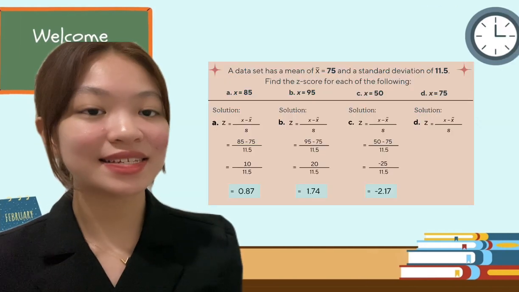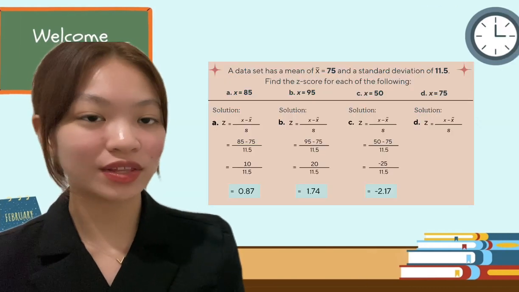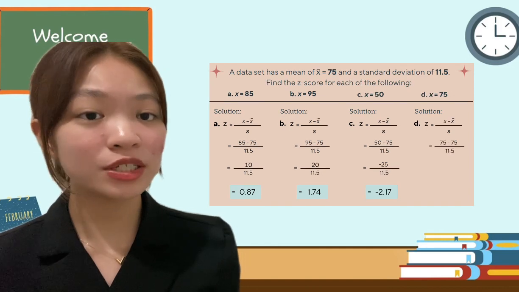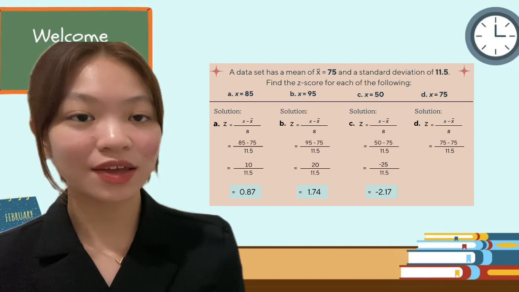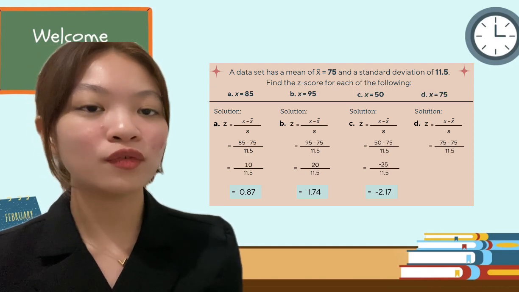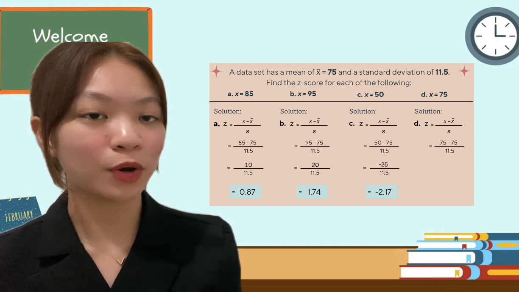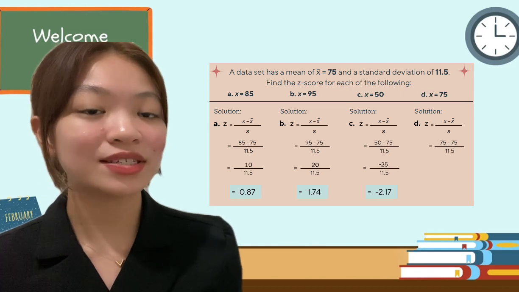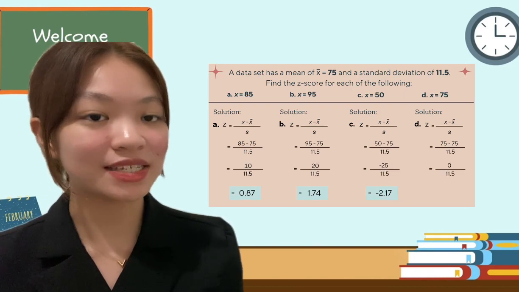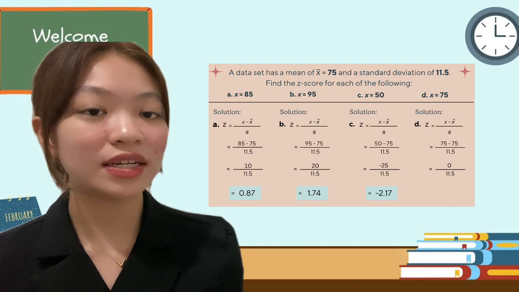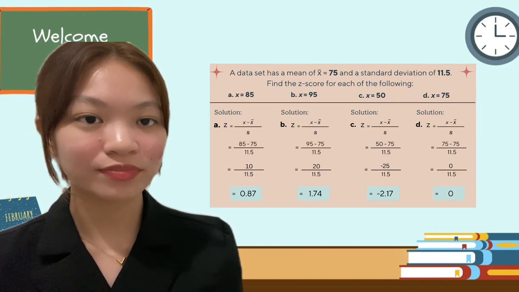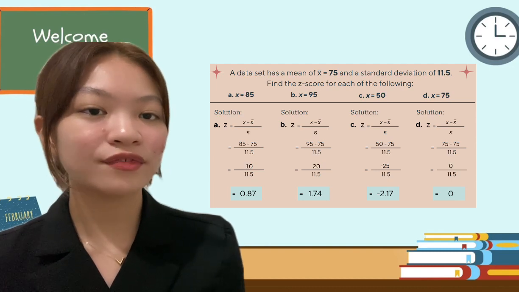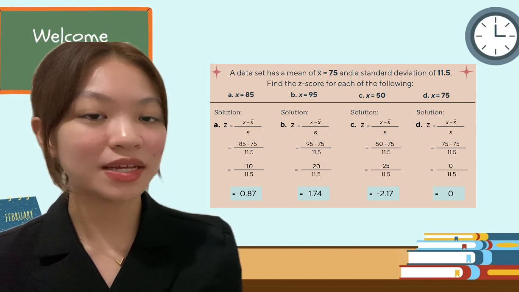Last but not the least is letter D with the given value of 75. So we need to substitute again the numbers, 75 as our given value minus 75 as our mean, all over the standard deviation of 11.5. So 75 minus 75, the answer will be 0. And if 0 is divided by 11.5, of course, the final answer will be 0. And as we said earlier, if the score is 0, then it means that it is the same as the mean.